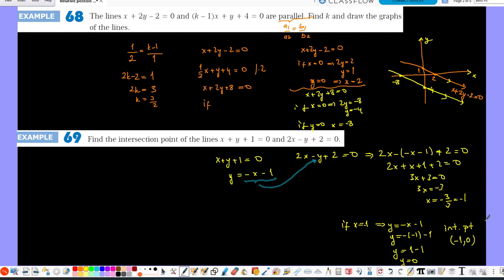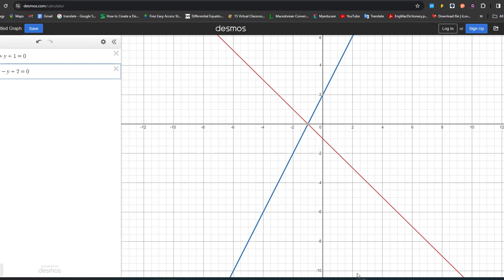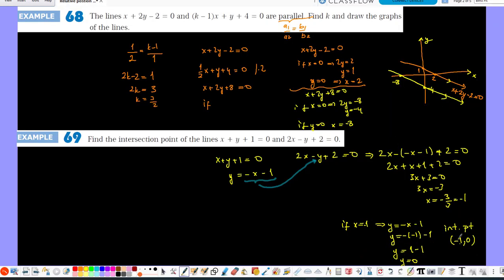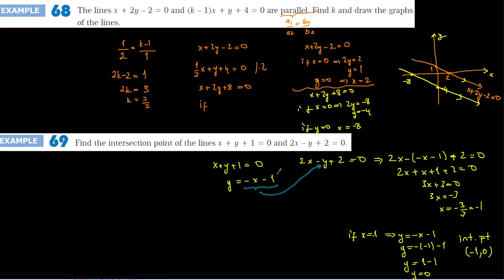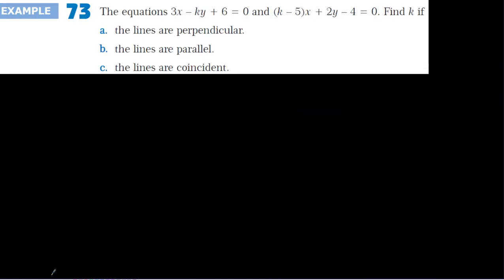I already prepared the graph using the Desmos graphing calculator. As you see in the figure, the functions are x plus y plus 1 is equal to 0, which is the first function, the red one, and 2x minus y plus 2 is equal to 0, which is the second function, the blue one. As you see, the intersection point of these two is minus 1, 0. We did the same here, the x value is minus 1 and y is 0, and by using the graphs we find the same solution.